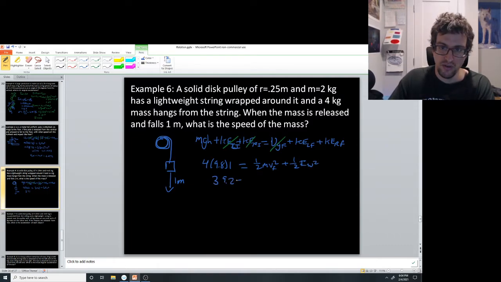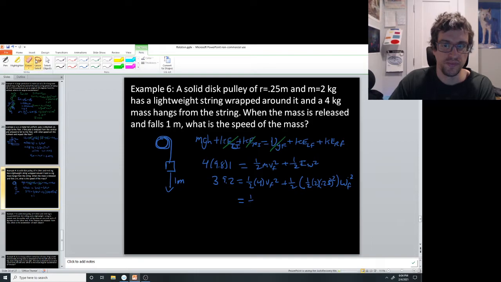This is 39.2. So what is moving linearly? That's this block. So I have 1/2 times 4 v final squared plus 1/2, and this is the disk. The I of a disk is 1/2 the mass, which is 2, times r, which is 0.25, squared, all quantity times omega final squared. This comes out to be 2v final squared plus, we do all this up, 1/8 times 1/2, this is 1/16 omega final squared.